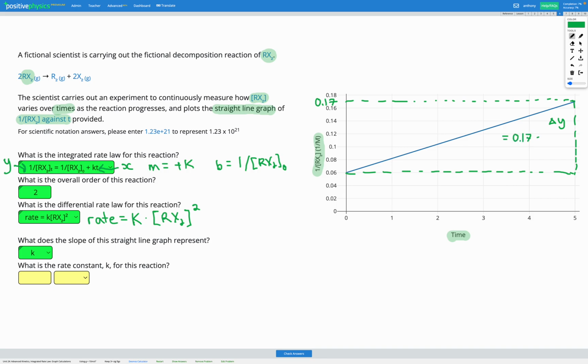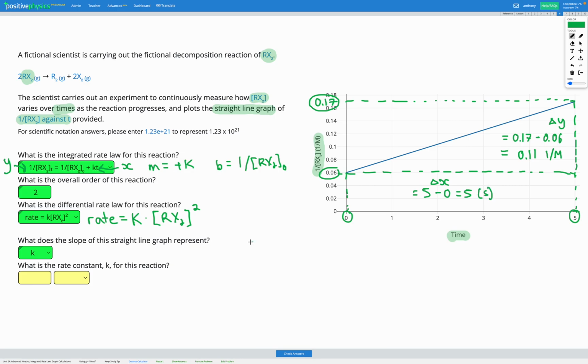And I'm subtracting my initial y, which is 0.06. That gets me a change in y of 0.11. And my unit for that is 1 over m. For x-axis, my change in x, it ends up at 5. And I'm subtracting what I start at, which is 0. So 5 minus 0 is just 5, and that's in units of seconds.